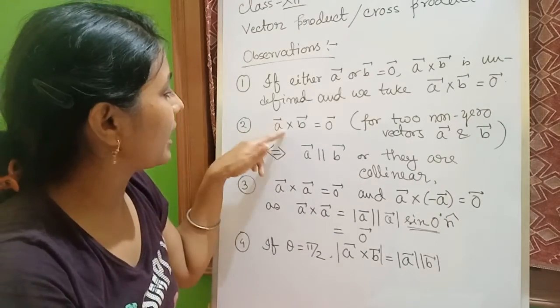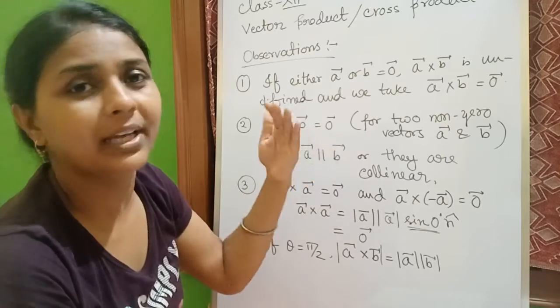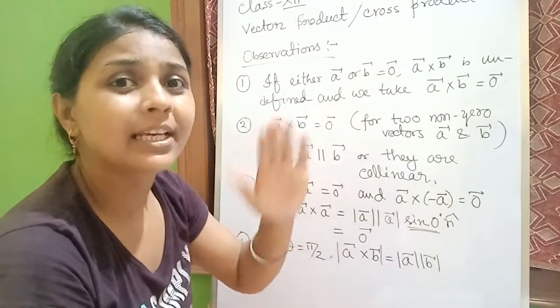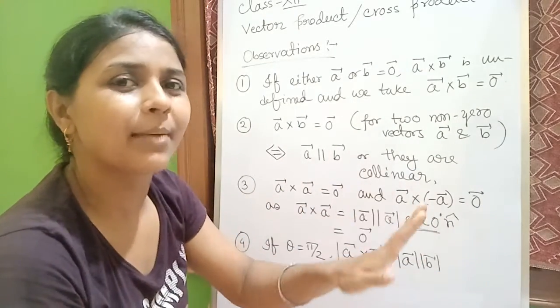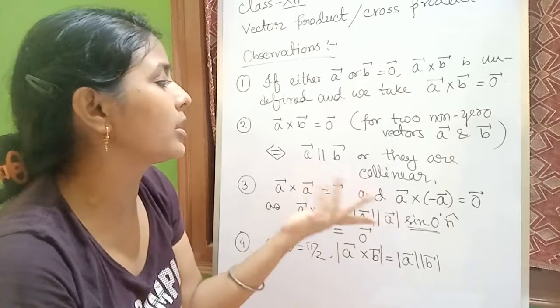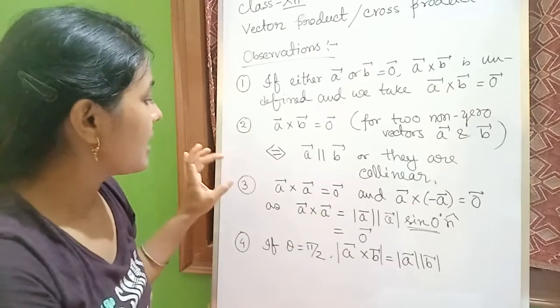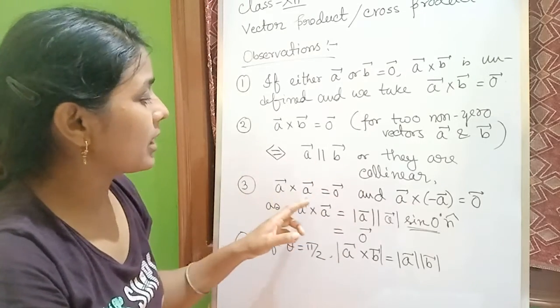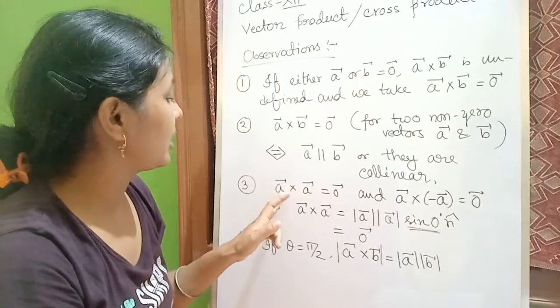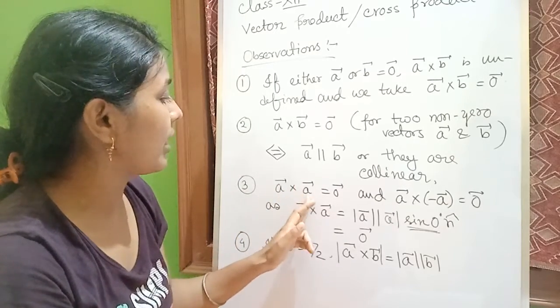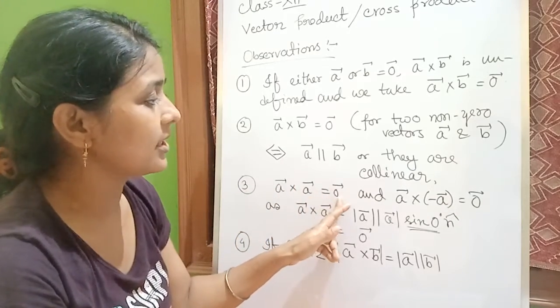Previously when we got A dot B equals 0, we got A perpendicular to B vector. Here it will be opposite. A will be parallel to B vector, or they are collinear. Number 3, if both are the same vector, so here you can see A vector cross A vector equals 0 vector.